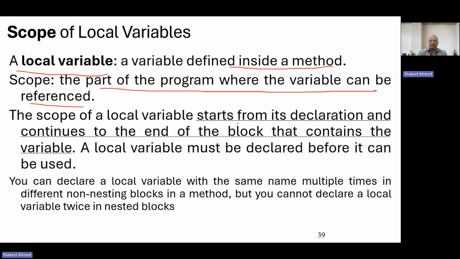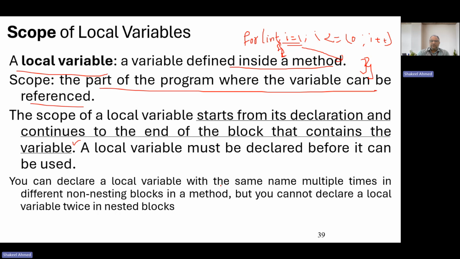The scope of a local variable starts from its declaration and continues until the end of the block that contains the variable. So in a for loop, I write for integer i is equal to 1, i is less than or equal to 10, and i plus plus. Now I am writing a for loop. So the i value will be applicable only from the declaration, through the usage, until the block ends.